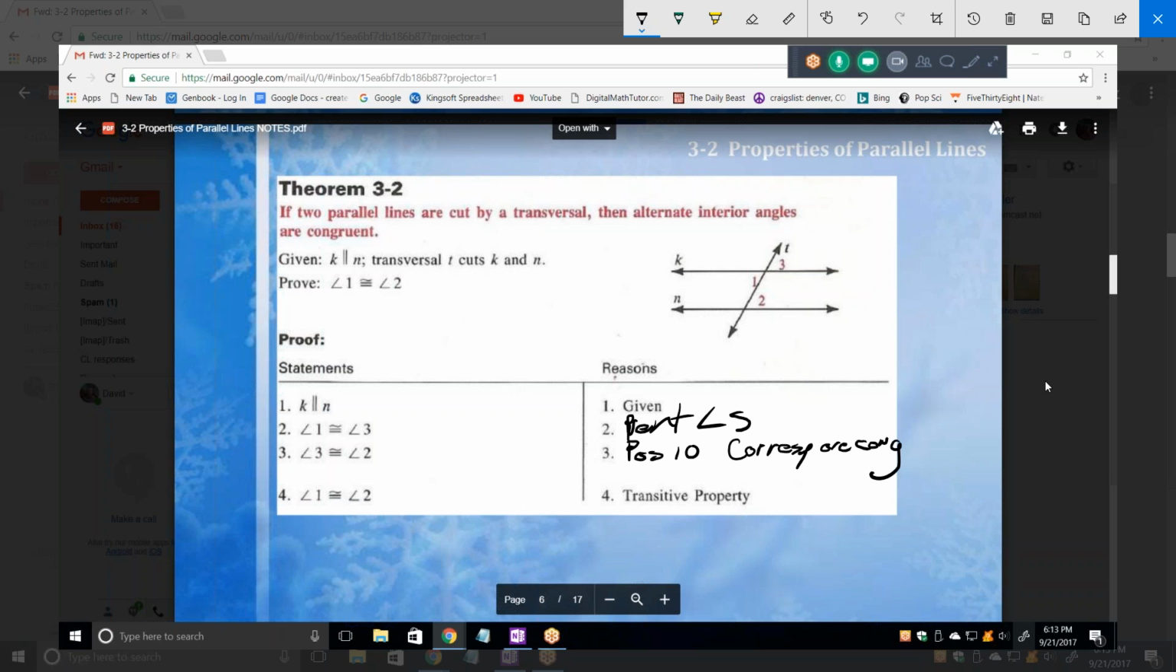Okay. And finally, they didn't make you do much work for number 4, did they? They gave you the statement and the reason. But it's the transitive property. In other words, if 3 is equal to 2 and 1 is equal to 3, then 1 is equal to 2. If something is equal to A and something else is equal to A, then the first something's equal to the second something.